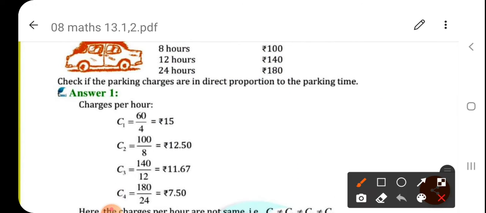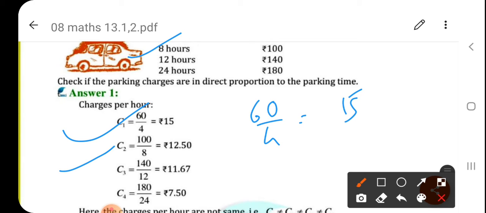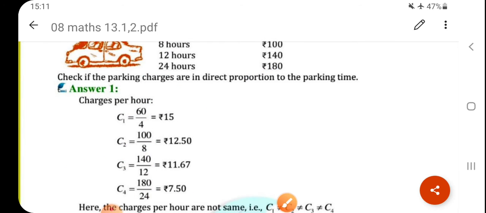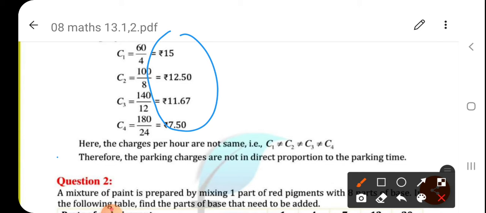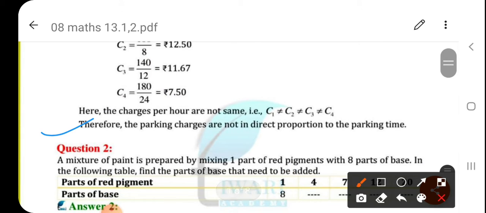But let's see. We have to find the charges per hour for that. 60 by 4 is 15. For the second data, 100 by 8. For the third one, 140 by 12, and 180 by 24. Here you can see the answers after dividing, all the values are different. So we can say the charges per hour are not the same. So what is the answer? Therefore, the parking charges are not in direct proportion to the parking time.